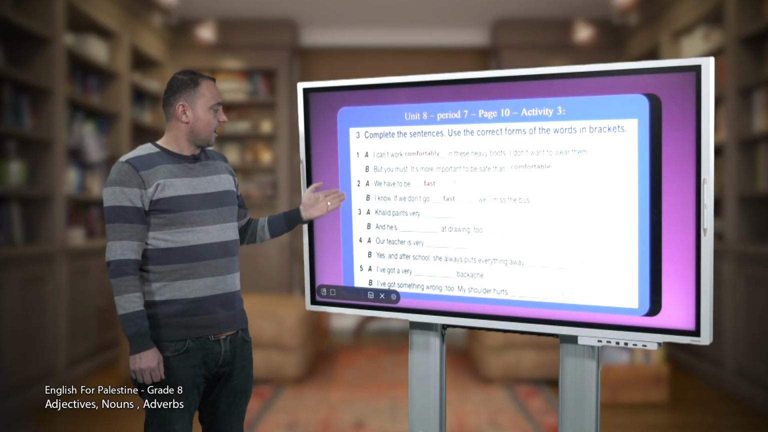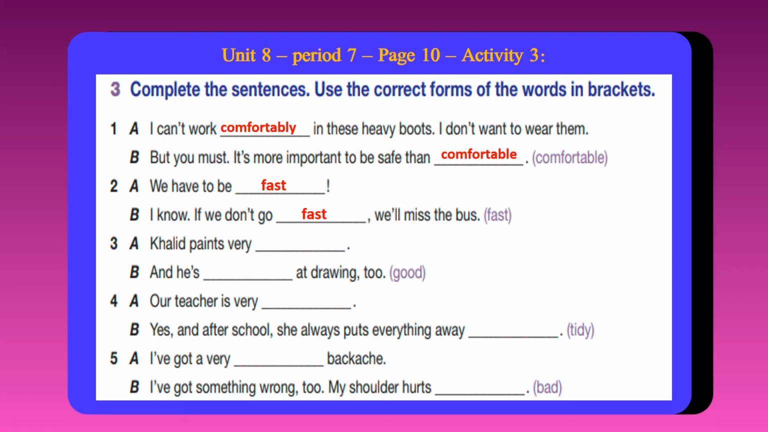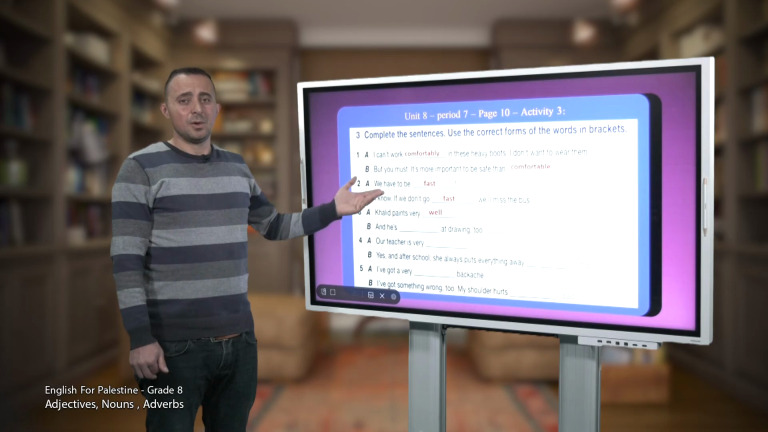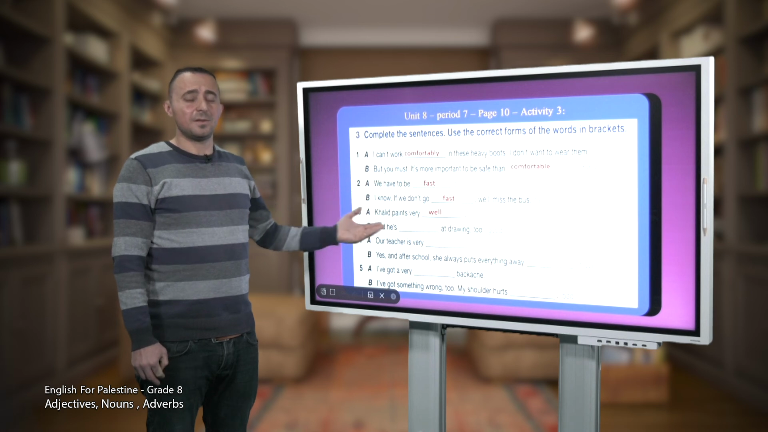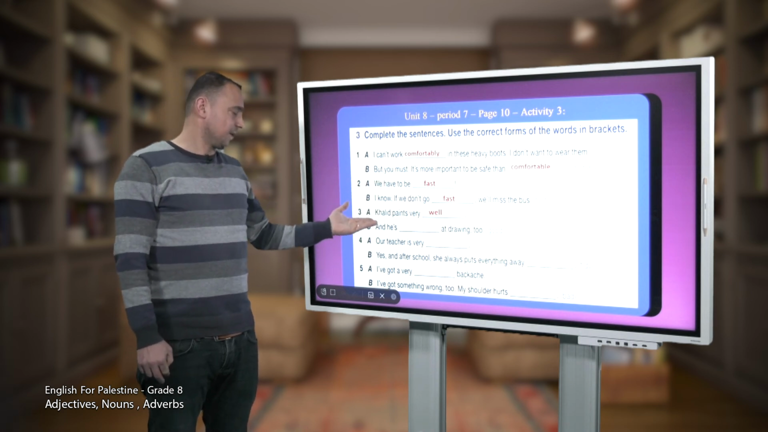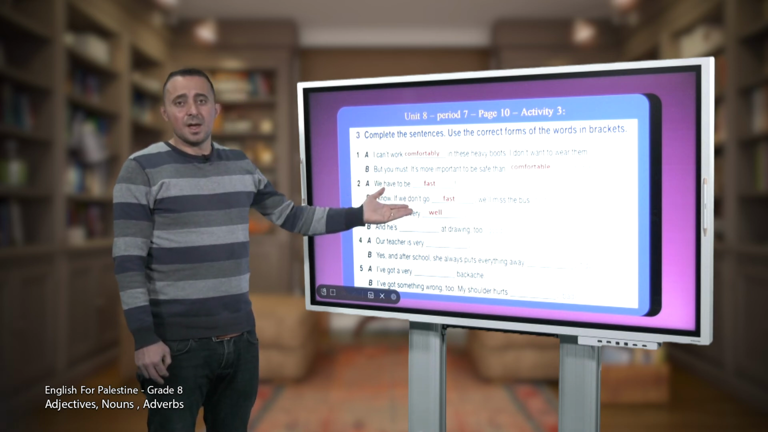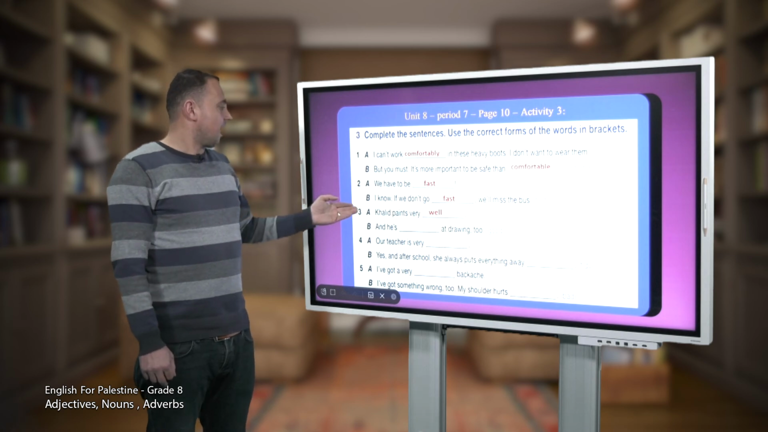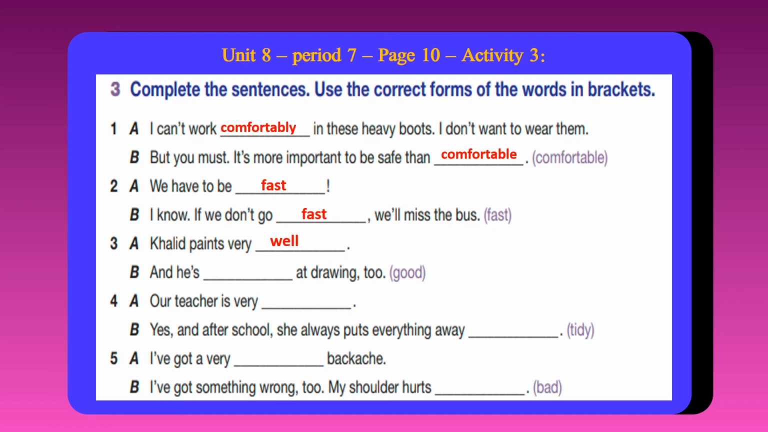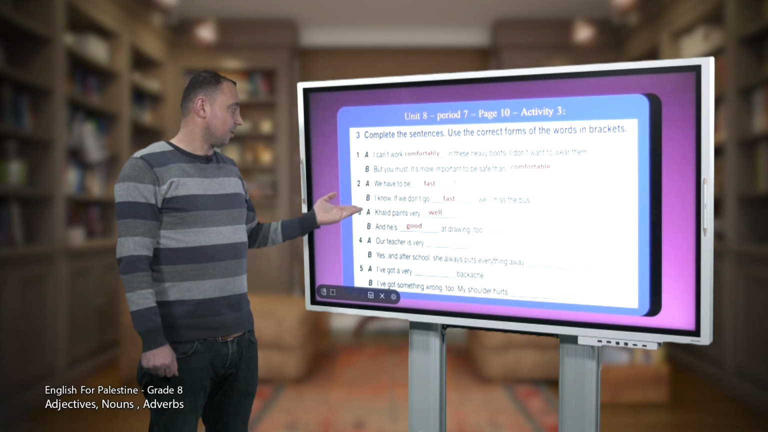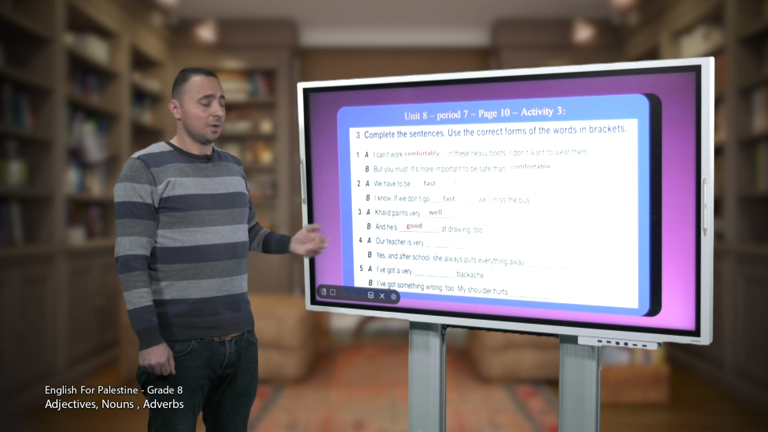3. A. Khalid paints very. What's the answer? How does Khalid paint? Well. So, good becomes well. Because here we have to put an adverb. The verb paints should be followed by an adverb. B. And he is at drawing too. He's good or well? He's good at drawing. So here we need an adjective. Why? Because we have the verb to be is, which should be followed by an adjective.